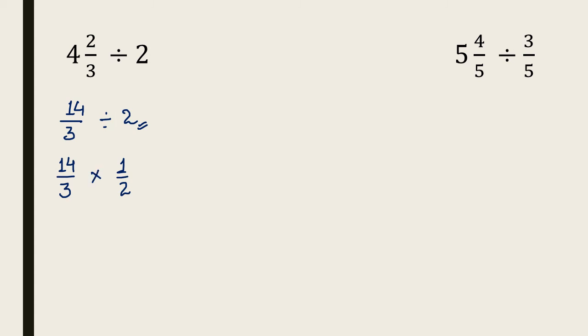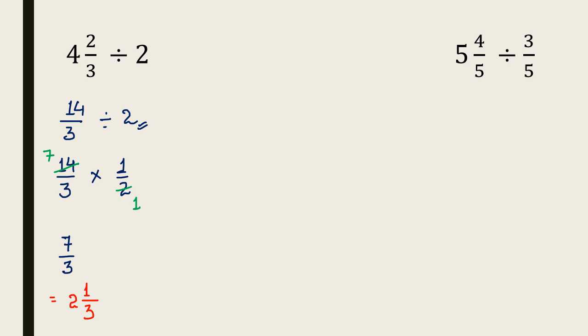As you can see, 14 and 2 both have a common factor, that is 2. They both are divisible by 2. So eliminate it. 2 ones are 2, 2 sevens are 14. Now multiply the numbers left in numerators and denominators. 7 into 1, 7 upon 3 into 1, 3. Convert this improper fraction into mixed fraction. It will be equal to 2 whole 1 upon 3.